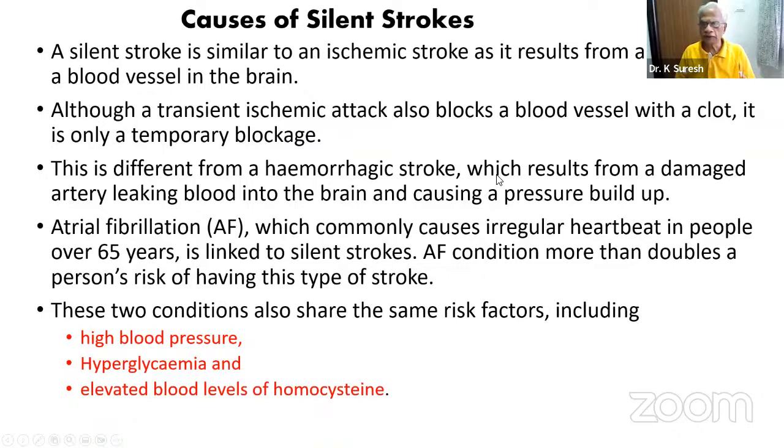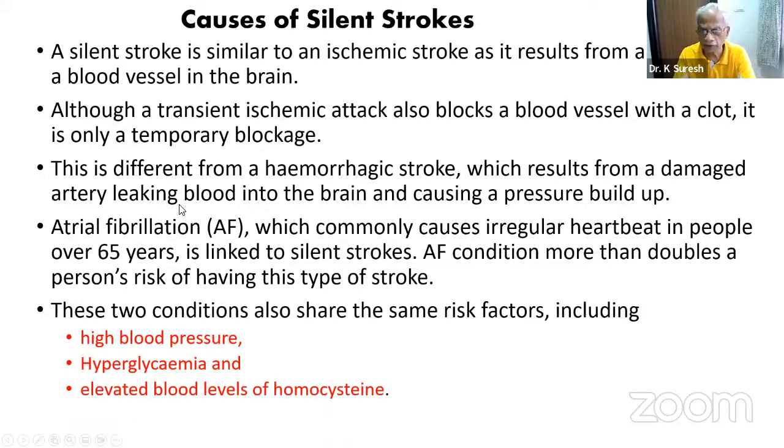So with these half a dozen cases, we would like to now summarize the causes of strokes, silent stroke. First, as we know, this is basically an ischemic stroke as a result of a clot. Although a transient ischemic attack may mimic it, the blockage is only temporary. Compare that to hemorrhagic stroke, which results from damage due to leaking of blood into the brain and causing pressure buildup.